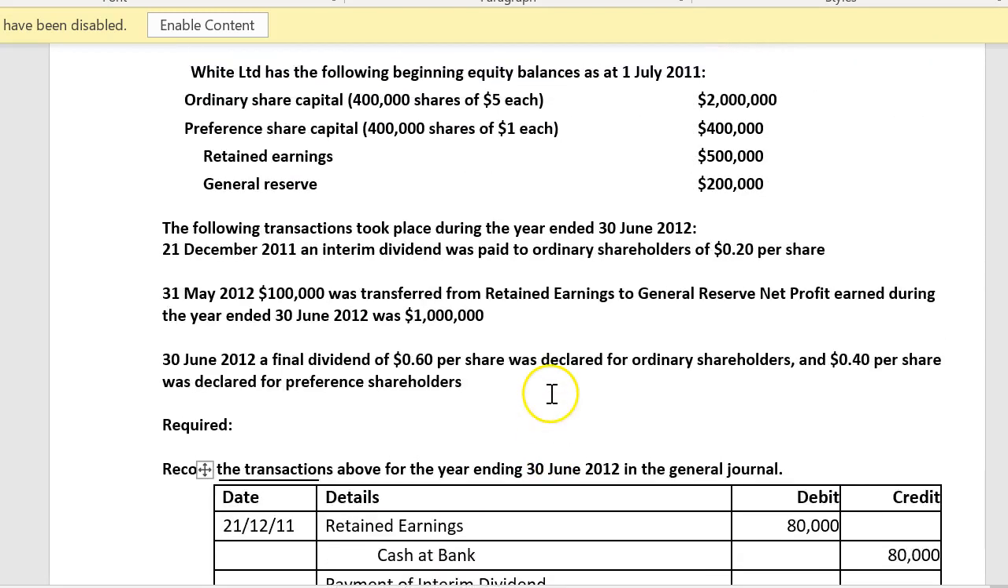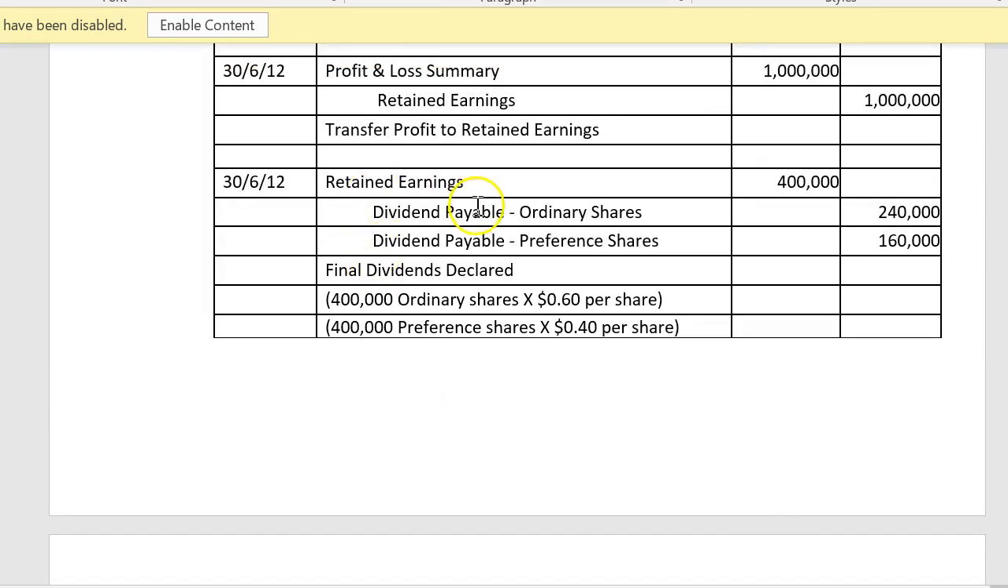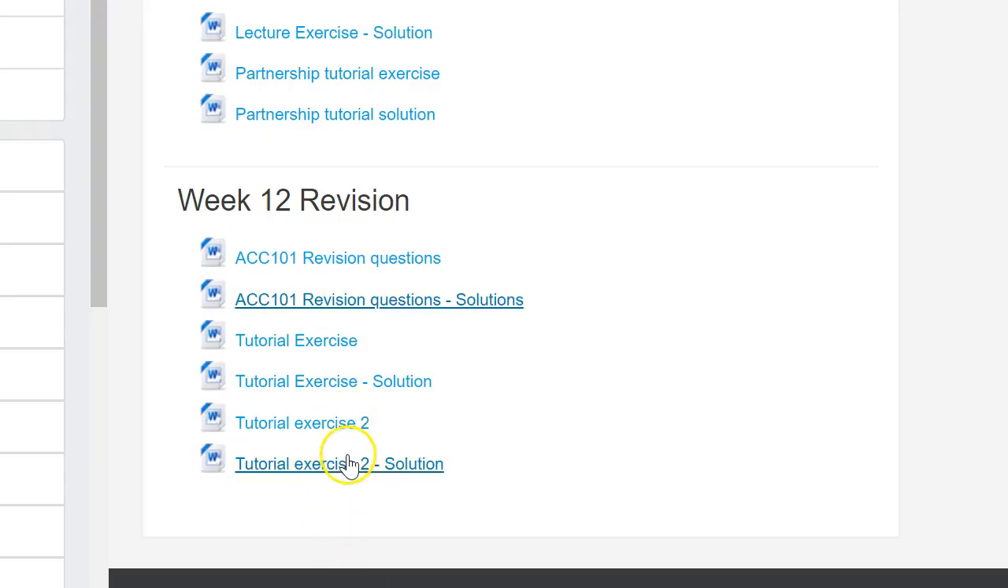240,000. That's on ordinary share capital, and 40 cents per share on preference share capital. That's 400,000 times 40 cents. So what you do is you debit retained earnings, credit dividend payable ordinary shares 240, credit dividend payable preference shares 160. So guys, let me also move on to the tutorial exercise 2.